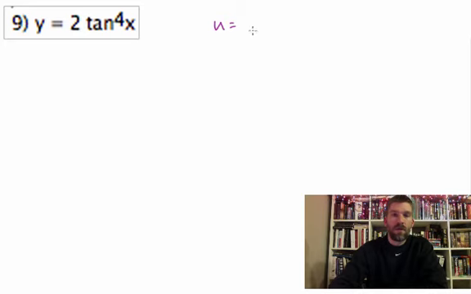And I'm going to make what's called a u substitution here, and I'm going to let u equal tangent of x. Why? Because what I have here is 2 times something to the fourth power. And I want u to be the something. Well, what is that something? That something is the tangent of x.